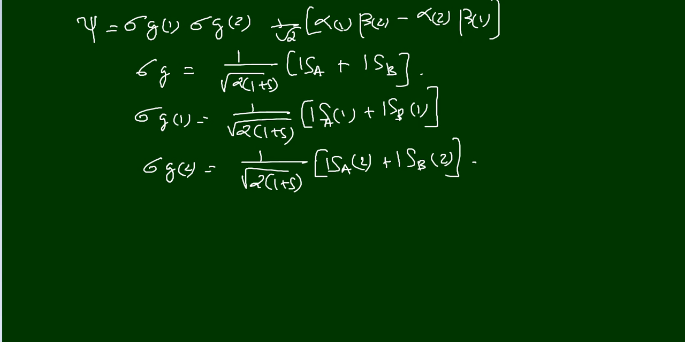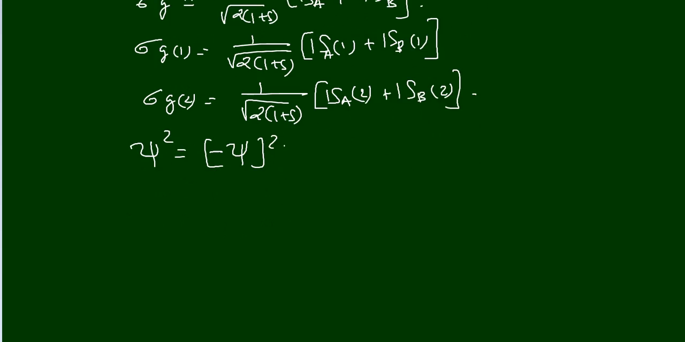So we have defined sigma g1 and sigma g2 in this expression, and we know that in this case after exchange psi will become minus psi, but you know that psi square is equal to minus psi the whole square, so therefore the probability density is not going to change. So that is our wave function. Now what I am going to do is express this wave function as a Slater determinant. I will show you how to do that.